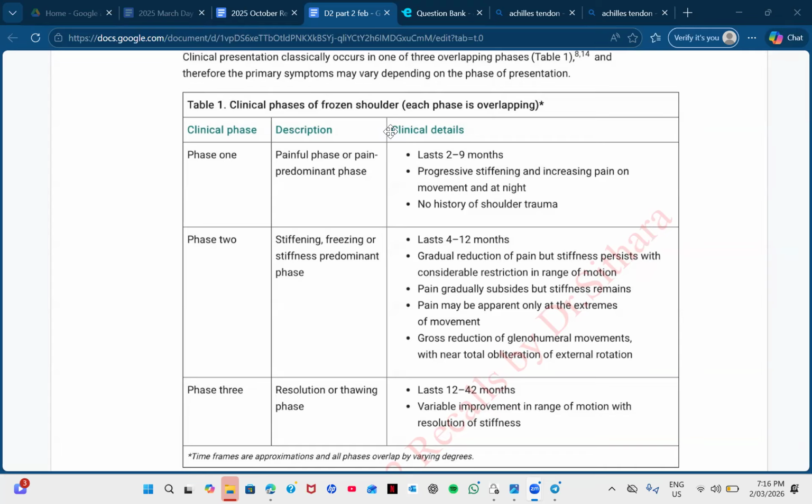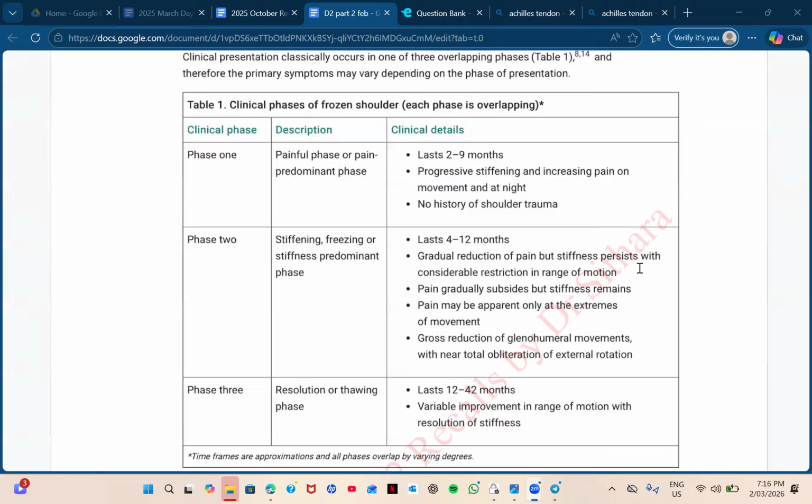Yeah. The second phase is the stiffness predominant phase. It usually lasts 4 to 12 months. Here there is gradual reduction of the pain, but stiffness can persist with considerable restriction in range of motion, especially active and passive both. Remember, I am repeating these words because they are exactly given in the question stem.